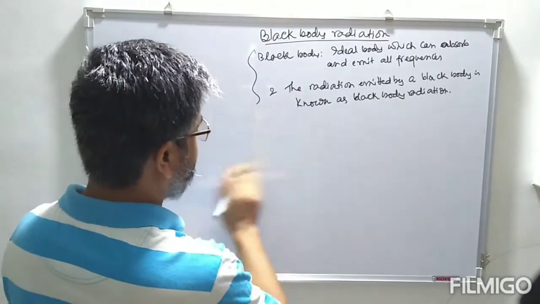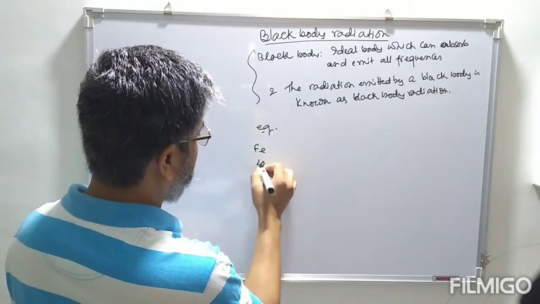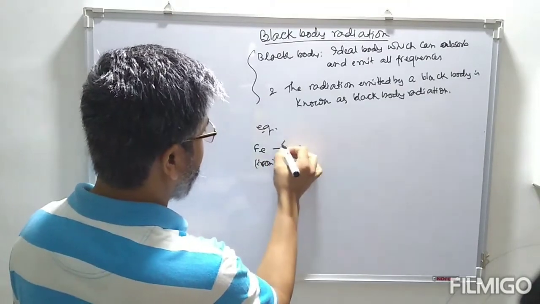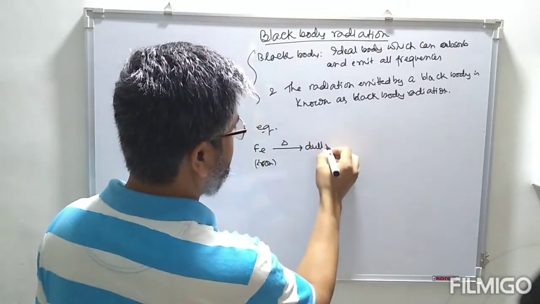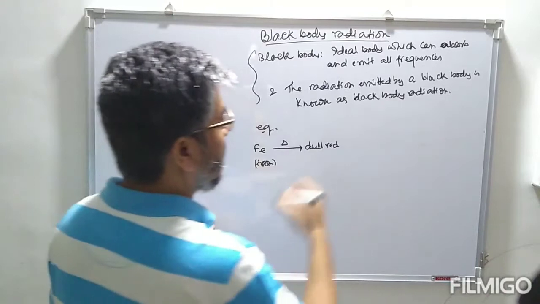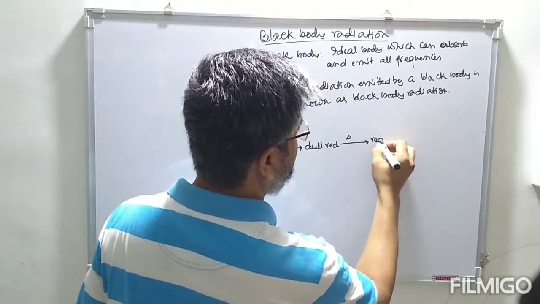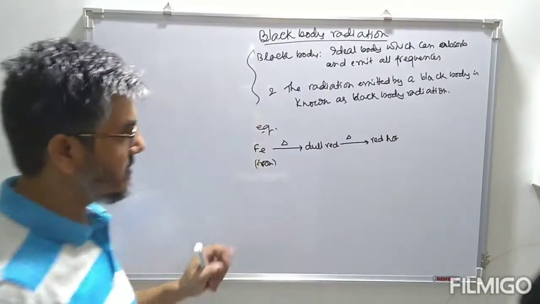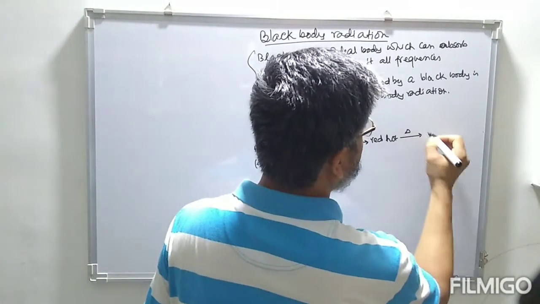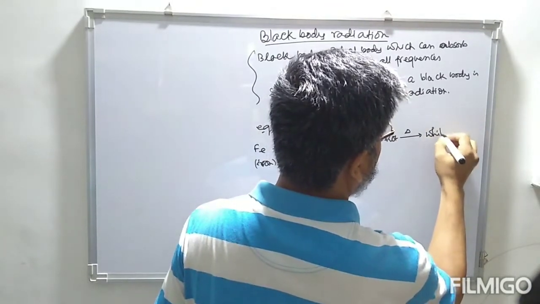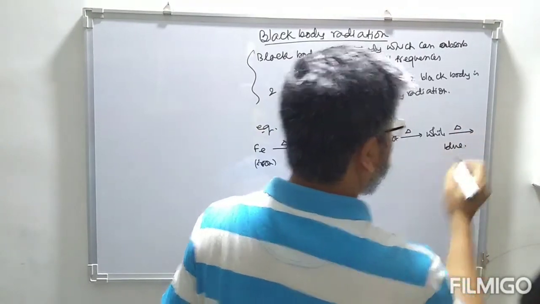So look at this, take this example. We have this iron, Fe. Now we heat this iron. On heating this iron, first it changes to dull red. On heating further, it changes to red hot, meaning the intensity of red color increases. On heating further, it changes to white, and heating further, it changes to blue color.